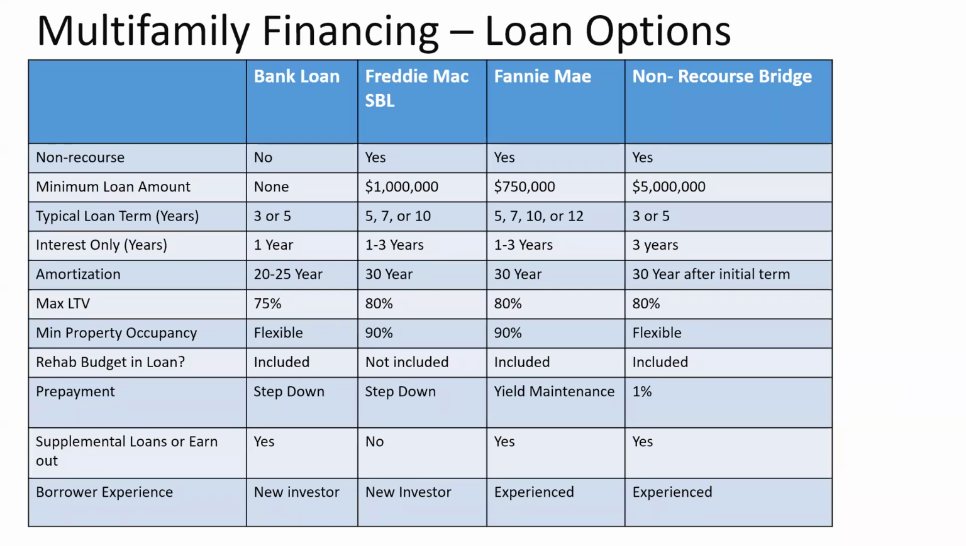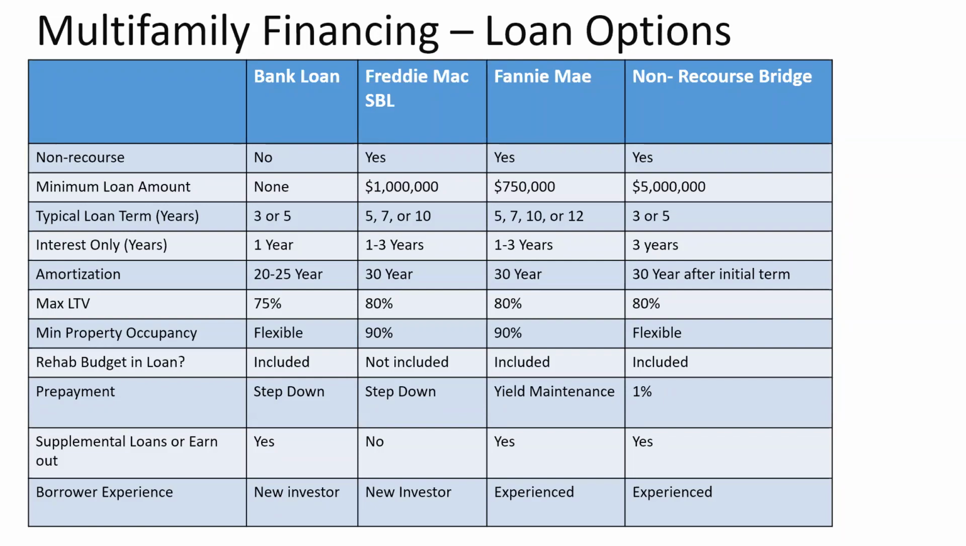Then as they get more experience, they'll move into Freddie Mac small balance loans and Fannie Mae loans, which typically start at about $1 million. The loan terms are 5, 7, or 10 years. You usually get 1 to 3 years IO, and then 30-year amortization. You can get up to 80% LTV. These need to be stabilized properties, so 90% occupied for the last 90 days, and they're typically for more experienced operators.